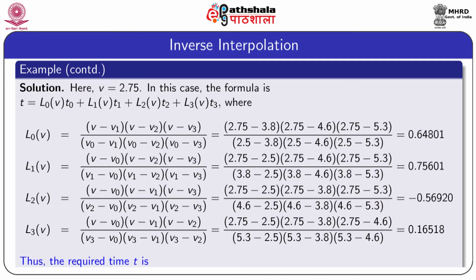0.16518. Thus, the required value of the time t is 0.64801 into 0, this is the value of t0, plus 0.75601 into 1, 1 is the value of t1, minus 0.56920 into 1.5, 1.5 is the value of t2, plus 0.16518 into 2, 2 is the value of t3. After simplification, this becomes 0.23257. So, this is the value of t when the velocity of the particle v is equal to 2.75.